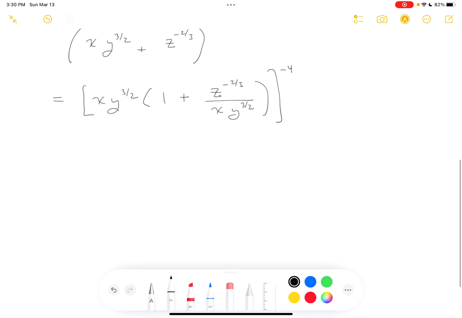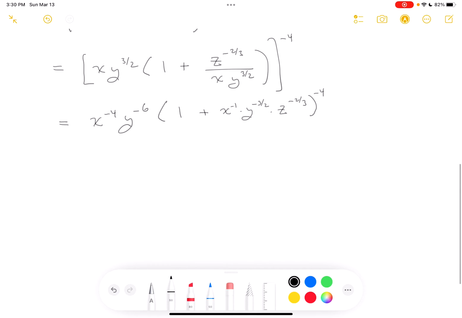All right, I gotta keep moving along. And one step at a time, right? So it's gonna be x to the minus 4, y to the minus, let's see, that would be minus 6. And then I get 1 plus, I'm going to write this down in a funny way. Put it in alphabetical order, right? x to the minus 1 times y to the minus 3/2 times z to the minus 2/3. All right, that's to the minus 4th power.